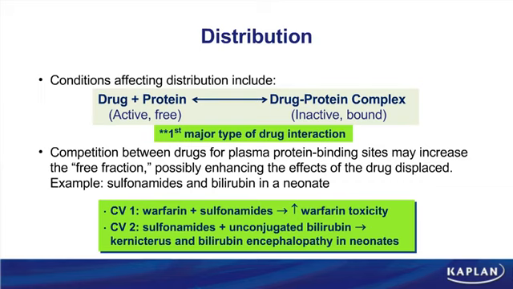The second example involves sulfonamides again, but this time with unconjugated bilirubin. Remember that unconjugated bilirubin binds to albumin. So here the sulfonamides are competing with unconjugated bilirubin. When the levels of bilirubin go up in the plasma, you get kernicterus and bilirubin encephalopathy in neonates. And this is a side effect of sulfonamides because of their competition for binding to plasma proteins with bilirubin.